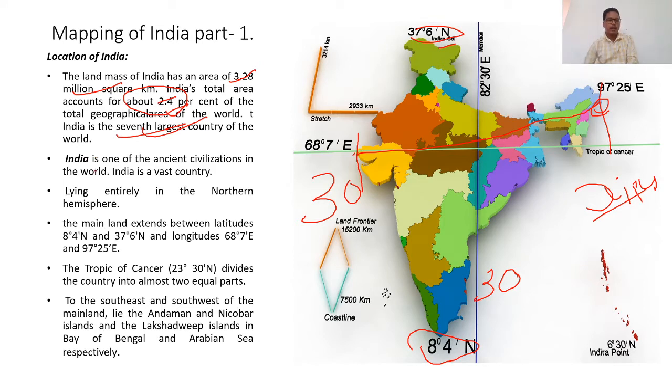So next after India, the 8th country. You might be asked which one is the 8th largest. It would be Argentina, then Kazakhstan comes. So these things also need to be remembered.